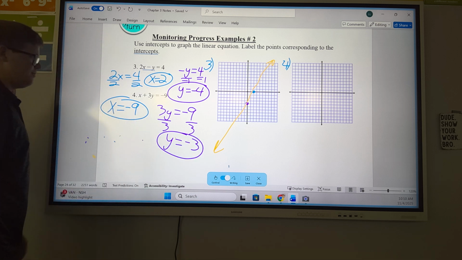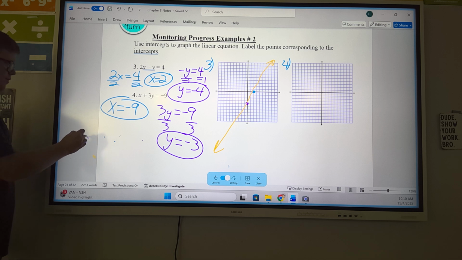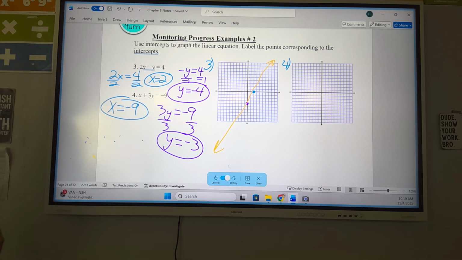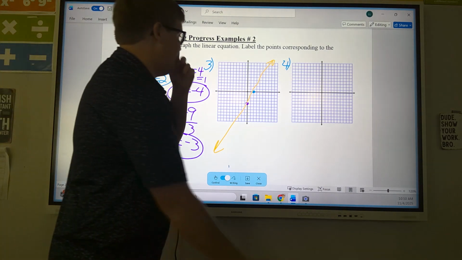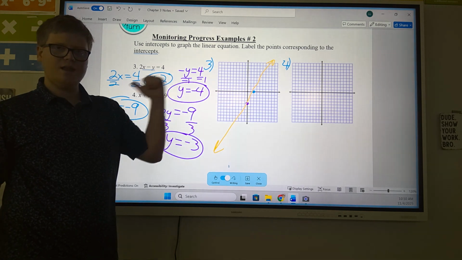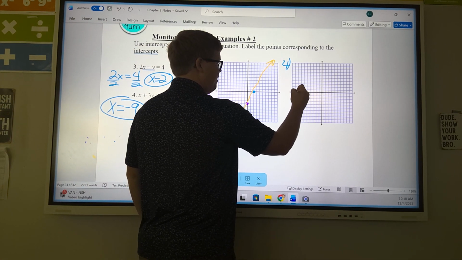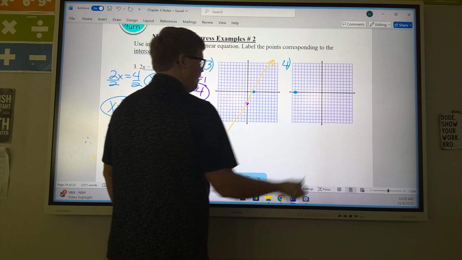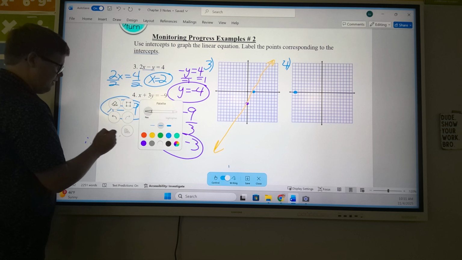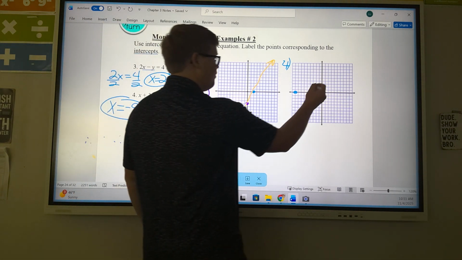So we have our 2 intercepts. We have x equals a negative 9, y equals a negative 3. All we have to do is graph it. So x equals a negative 9. Let's go and graph it. This is our x-axis, right? Negative means we go left. We're going left 9, making our dot. Now our y-intercept is a negative 3. That means we are going down 3 on the y-axis, and we are making our dot at negative 3 on the y-axis.